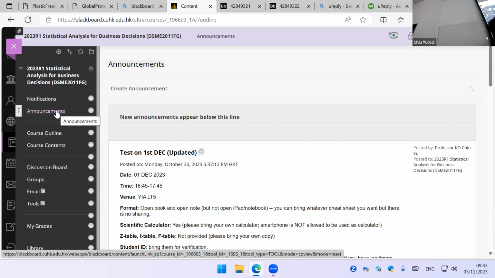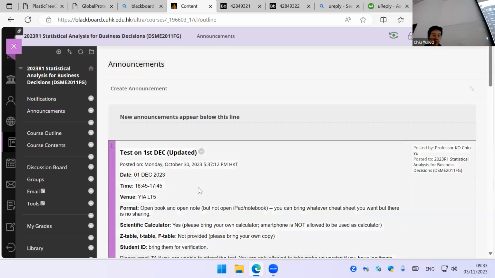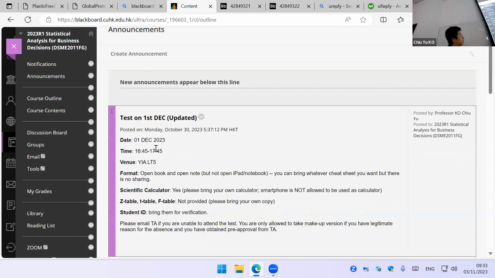Yeah, the test is 1 hour. It will be in YILT5. It's open book, but not open notes. Open book, notes, but not open your iPad or notebook. So you bring whatever you need, and make sure that you bring your calculator, because you are not allowed to use a smartphone as a calculator. And I will not provide any table.